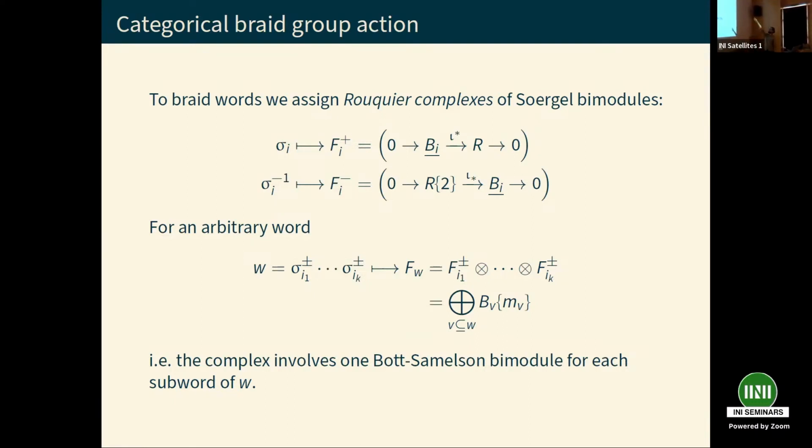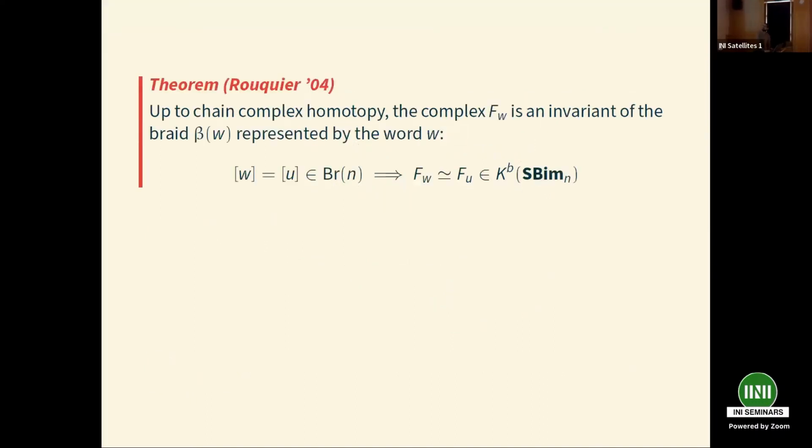If you look at it, each generator provides R, which is the unit of this tensor product, and a B_i. So what you end up getting is one Soergel bimodule for each possible subword of the longer word. So the picture you get here is that of the cube of all the possible subwords of that. And then the differential of this thing is ultimately again induced by a bunch of maps that come from nice inclusions of equivariant banks.